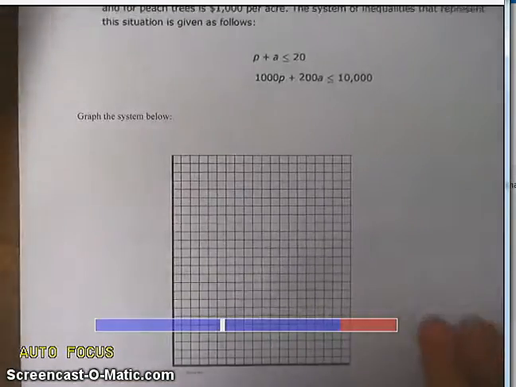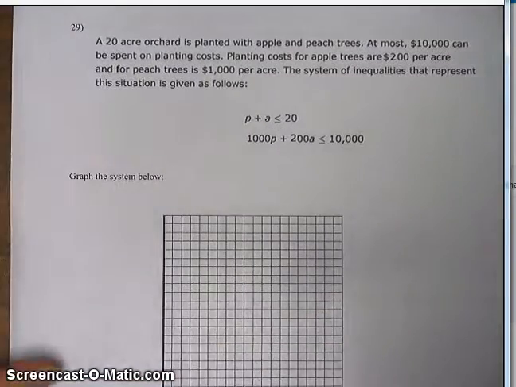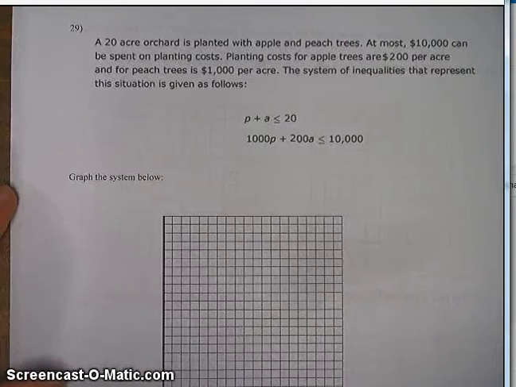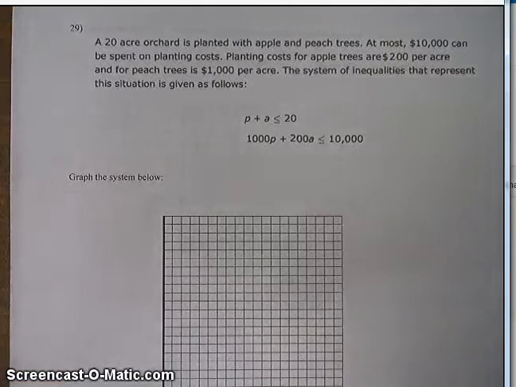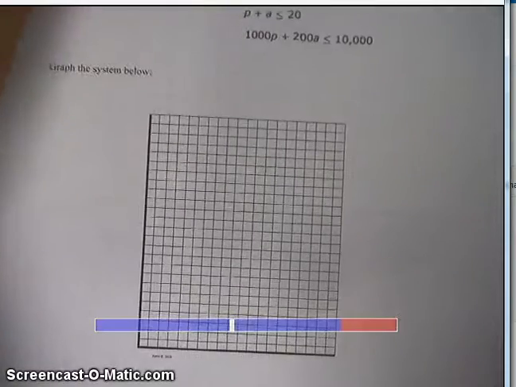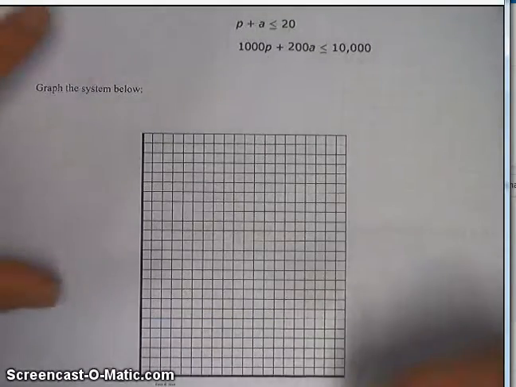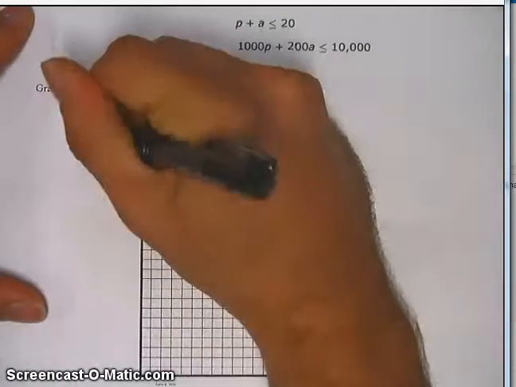It's a graphing question. A 20-acre orchard is planted with apple and peach trees. At most, $10,000 can be spent on planting costs. Planting costs for apple trees are $200 per acre, and peach trees is $1,000 per acre. The system of inequalities that represents the situation is given below. Graph the system below. Okay, so I'm going to make this my apple axis and my peach axis.